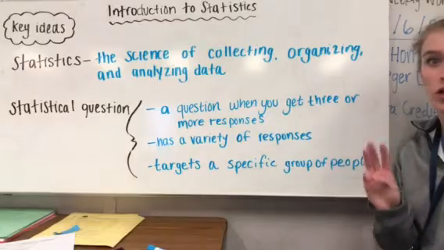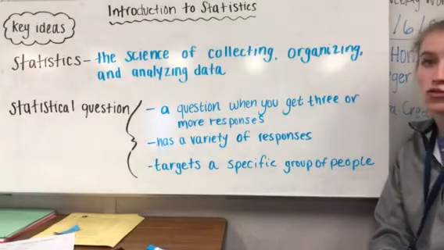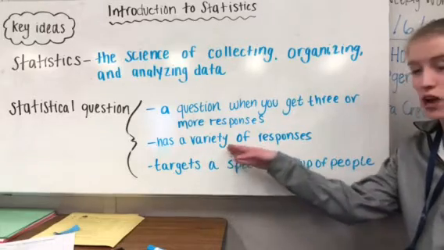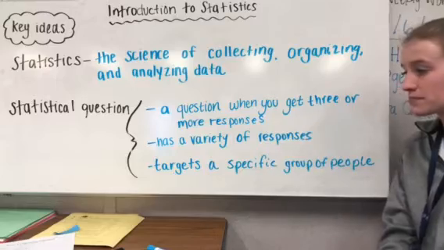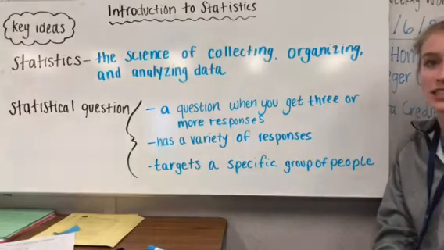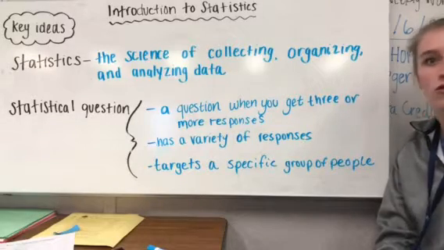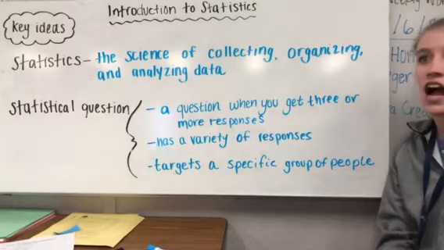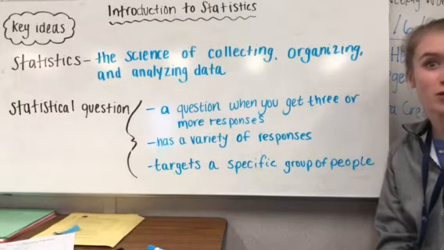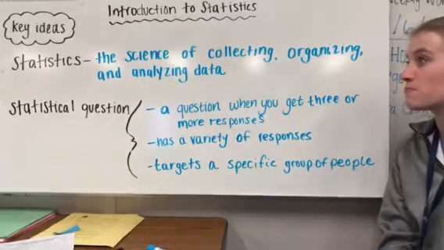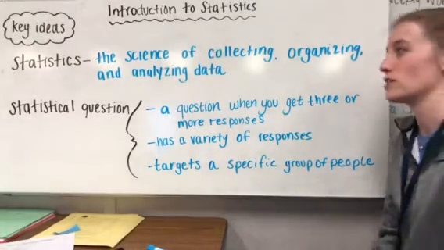It's a question where you get 3 or more responses, so more than just a yes or no. It means it has a variety of responses. When we say a variety of responses, we mean there's variability in our answers. It also targets a specific group. An example of this statistical question would be, how tall are 6th graders? How much sleep does a Hinsdale Middle School student get per night? Another example of this is seen in example number 1 on your worksheet.